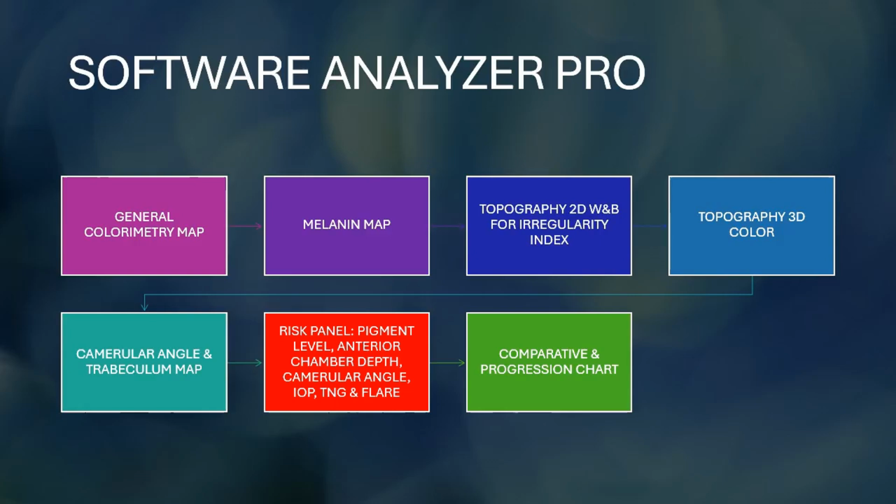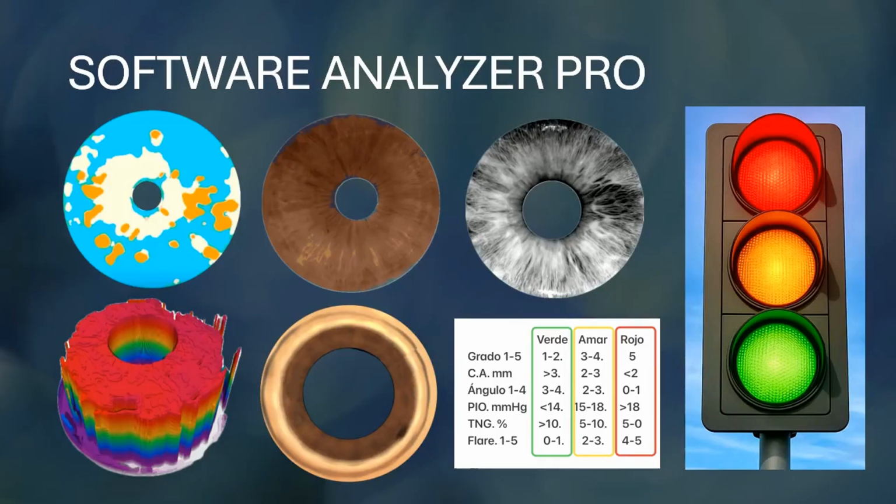We have also added a risk panel in the form of a traffic light with 3 lights, green, yellow, and red, assessing a series of parameters, as we will see later. And finally, an evolutionary quantitative analysis of the progression both between different eyes and within the same eye at different stages. At the top left, we see a general colorimetry map of a grade 2 with little pigment and a clear appearance. Next, there is a melanin map where we only observe eumelanin that is very dark in the absence of pheomelanin, lipofuscin, and trichomelanin.